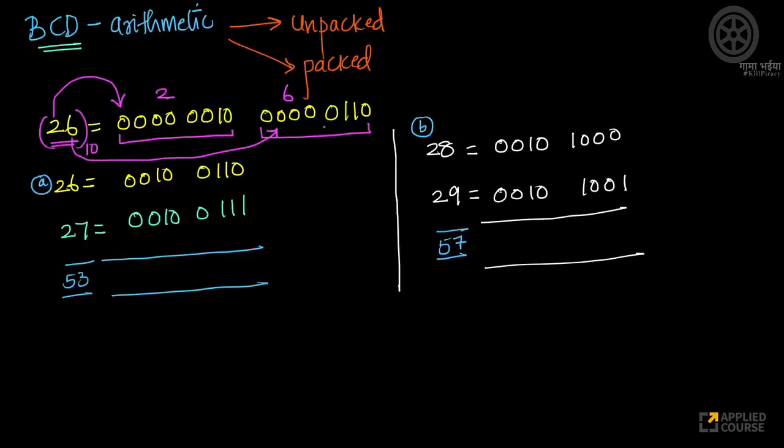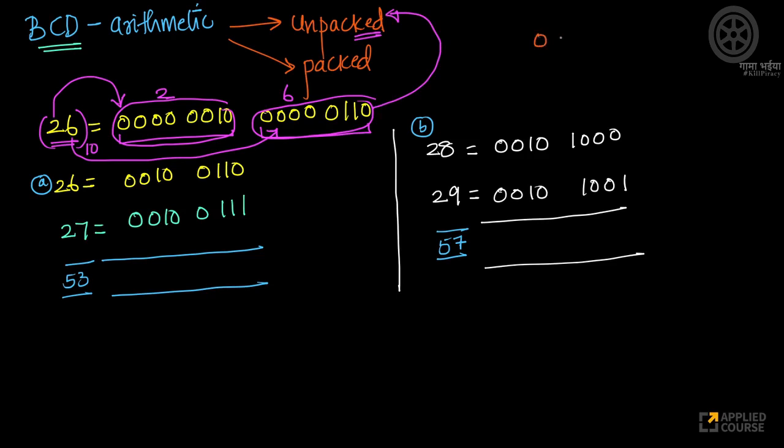But in binary coded decimal, I'm using a whole byte to represent 2. I'm using a whole byte to represent 6. This representation where I'm using a whole byte to represent one decimal digit is called unpacked BCD representation. But this is wasteful because look at this.